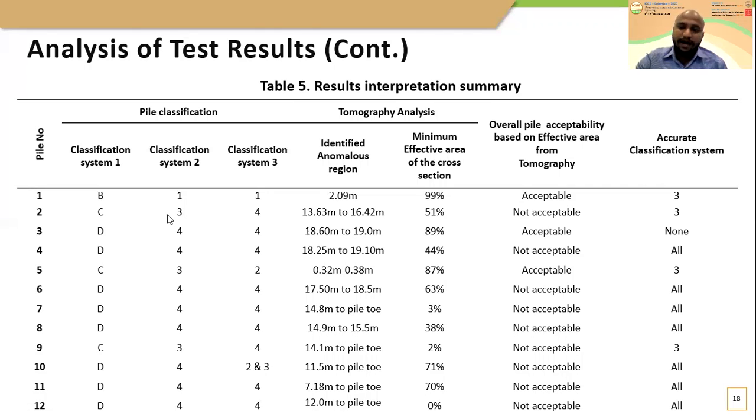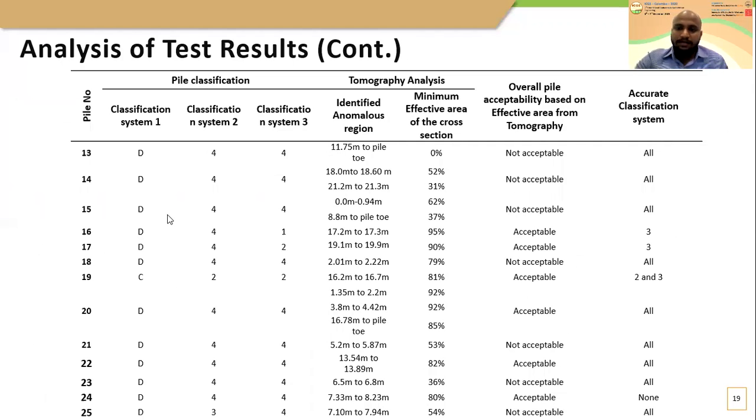Effective areas of the identified anomalous regions were analyzed using the tomography test results. Then overall pile acceptance was determined based on the effective area from the tomography. Hence, the accurate classification systems which predicted the pile acceptability were identified for each pile. This is the rest of the interpretation of pile sample from pile 13 to pile 25.